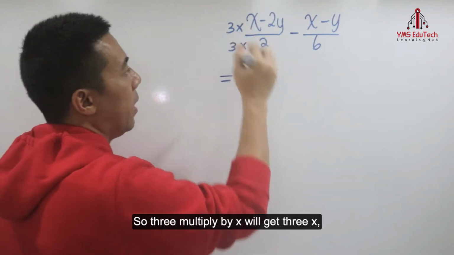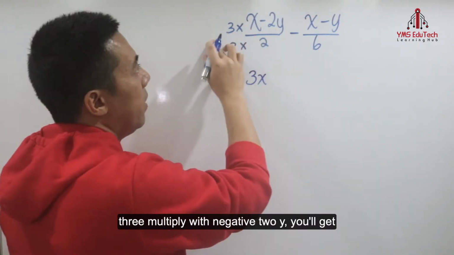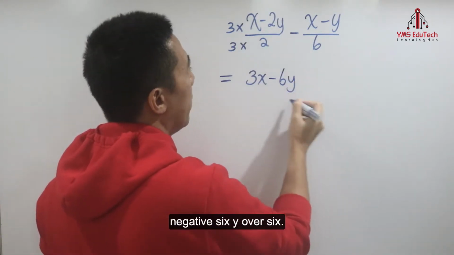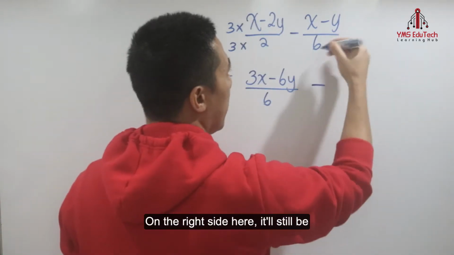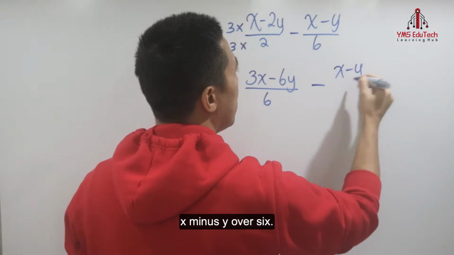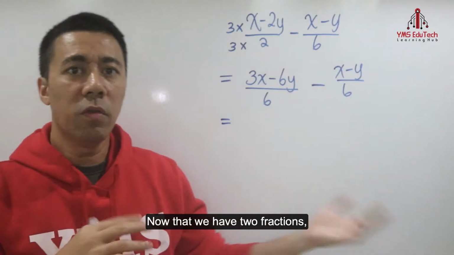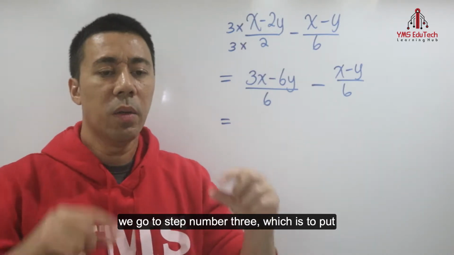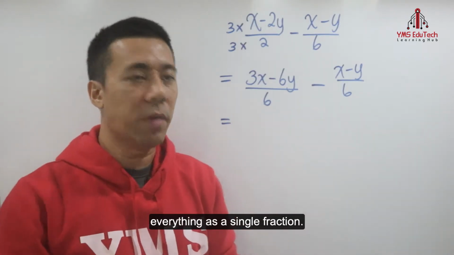So 3 multiplied by x, we will get 3x. 3 multiplied with negative 2y, we will get negative 6y over 6. On the right side here, it will still be x minus y over 6. Now that we have 2 fractions with the same denominator, we'll go to step number 3, which is to put everything as a single fraction.